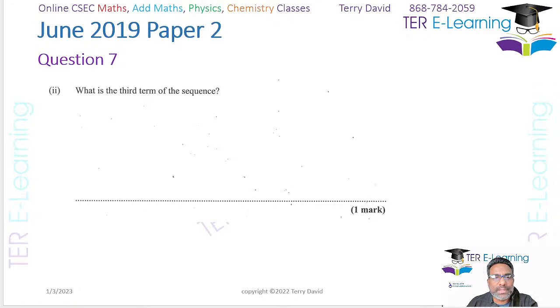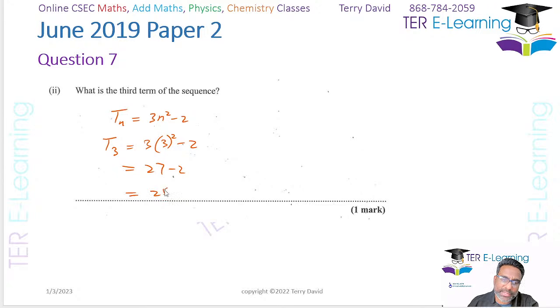Next part. What is the third term in the sequence? Again, you know the formula. Your nth term is given by 3n squared minus 2. Right? And you want to work out the third term, so that's T3. So this is going to be 3 times 3 squared minus 2. So 3 3s are 9, 3 9s are 27, minus 2. And you're going to get 25. Right? So your third term here is going to be 25.